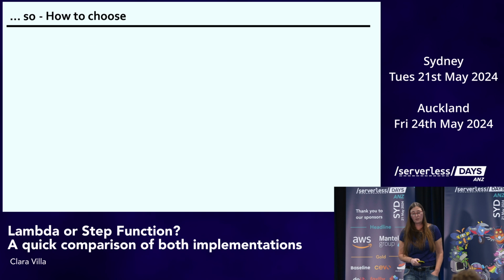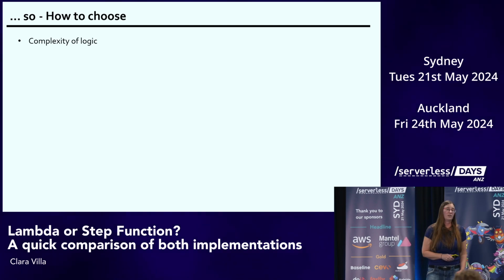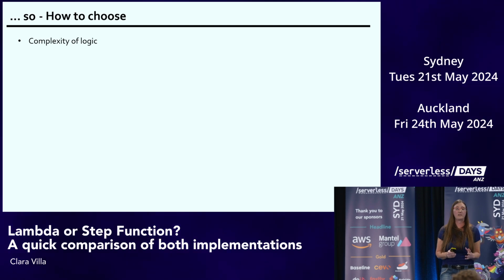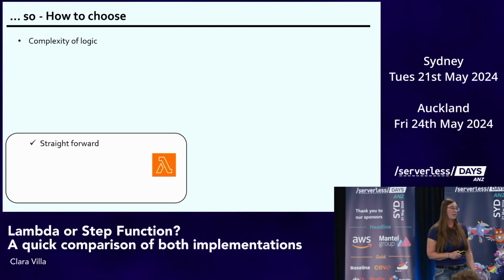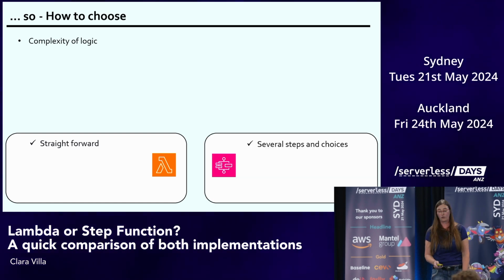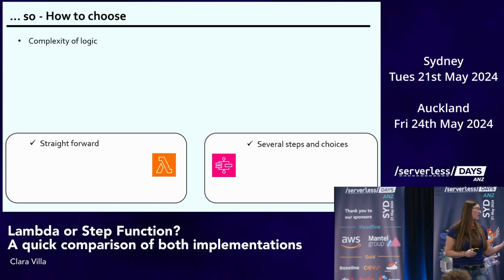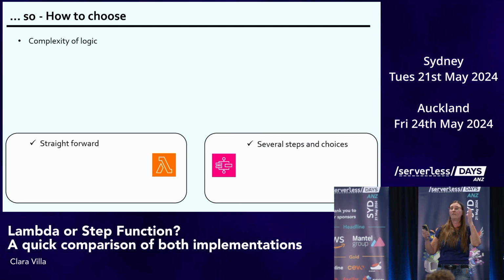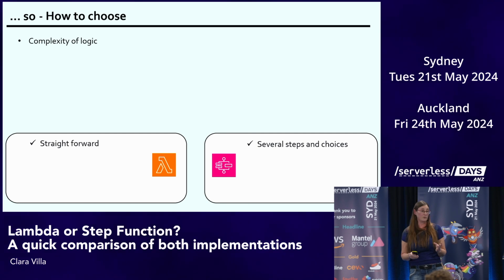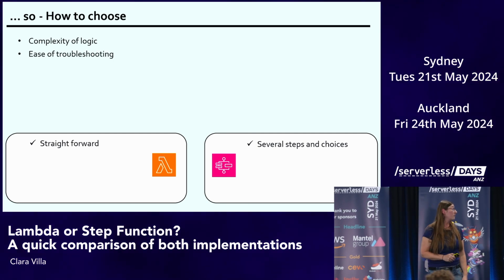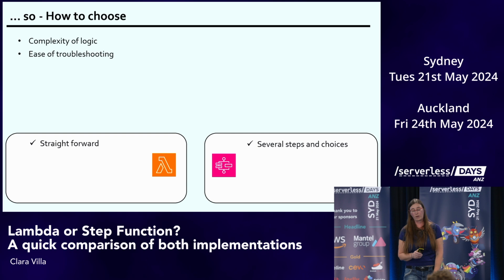So first thing you're going to look at is complexity of your logic. So we say if your logic is kind of straightforward, you might have a couple of if statements, but you can handle it, you're going to go Lambda. If you have loads of them and you have nested if statements and it makes a mess to follow up your Lambda code, you might want to lean towards Step Functions because you can have your beautiful flow chart and see what's going on. Other side of the same coin is the troubleshooting.